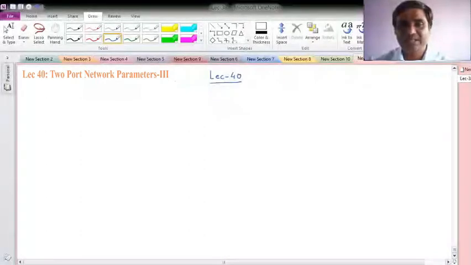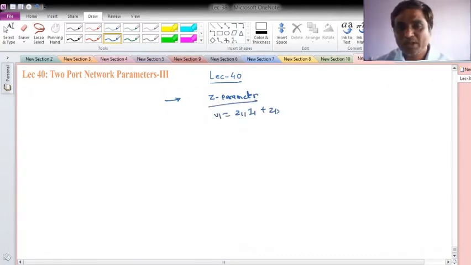This is lecture 40. Now let us continue from the last class. In the last class we have seen some of the two-port network parameters. One was the Z parameter, where my dependent variables were V1 and V2, whereas my independent variables were I1 and I2. We can also call it an open circuit parameter, where V1 is equal to Z11 I1 plus Z12 I2, and V2, the second dependent variable, is Z21 I1 plus Z22 I2.